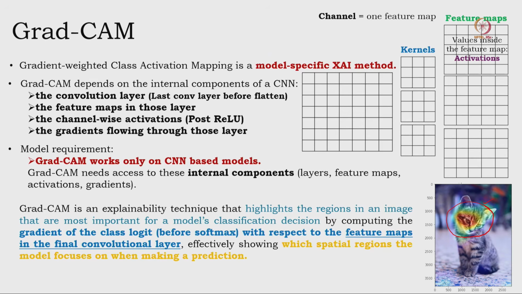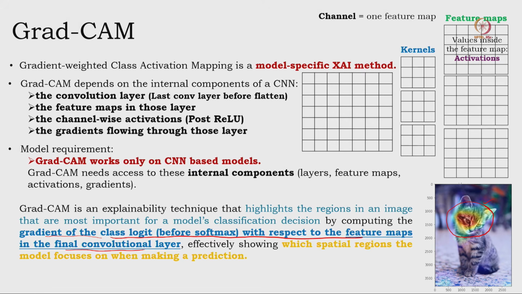Now, how is it going to do this? It is going to compute the gradient. This is very, very important. It is going to compute the gradient of the class logit with respect to the feature maps in the final convolutional layer. We will understand this line in the coming slides, but as of now, just remember that Grad-CAM is an XAI technique that highlights the features that are more important for model prediction by computing the gradients.